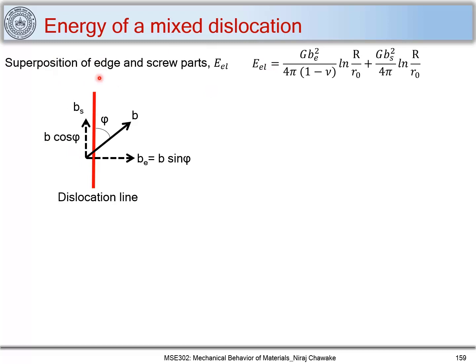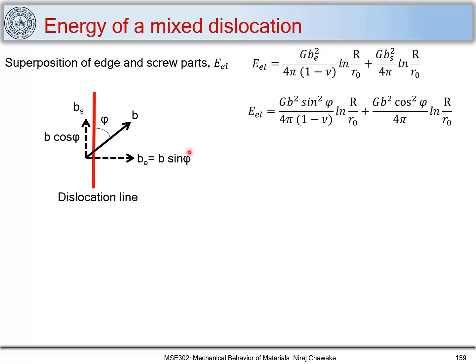Now using this superposition of edge and screw parts, we can find the elastic strain energy per unit length to be equal to G b_e squared over 4 pi (1 minus mu) ln r over r naught, plus G b_s squared over 4 pi ln r over r naught. Note here that the Burgers vector we are using in the first term is the edge component of this mixed dislocation, and here this is the elastic strain energy for a screw dislocation, where I am using the component of the Burgers vector having screw characteristics. Now I can write b_e as b sin phi, so here it becomes b squared sin squared phi, and in this case I am replacing b_s with b cos phi, so I get b squared cos squared phi.